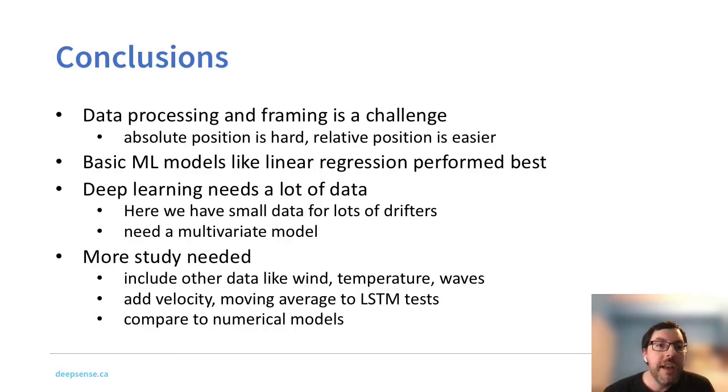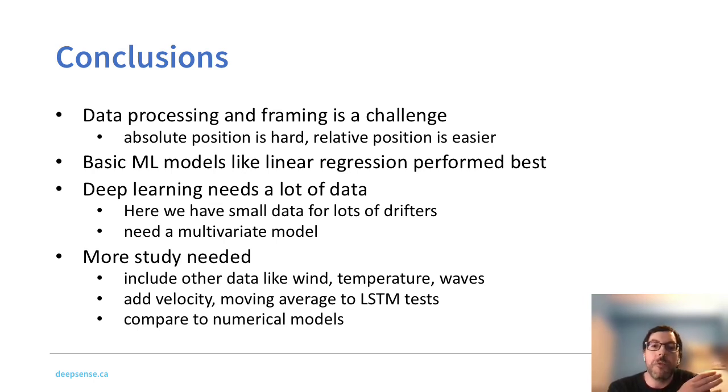In conclusion, data processing and framing for drifter position is a challenge. Absolute position is hard, relative positions are easier, so adding in features like velocity or moving average to try to predict where we're relatively going worked much better. However, we really didn't have a lot of data. It doesn't mean we didn't have a lot of data in total, but we didn't have much data for any one drifter.